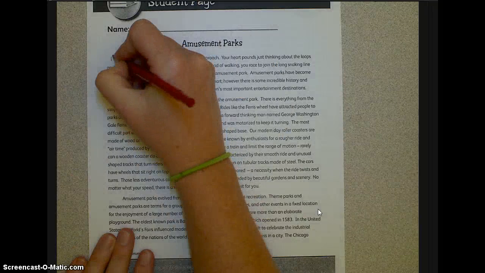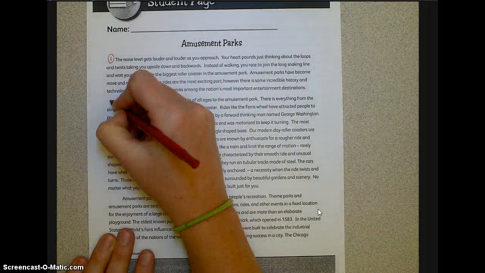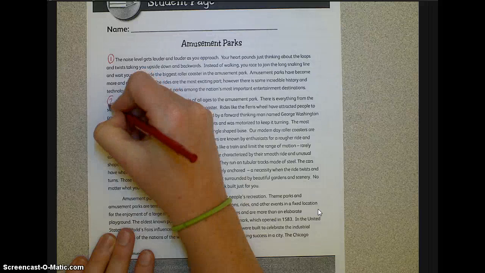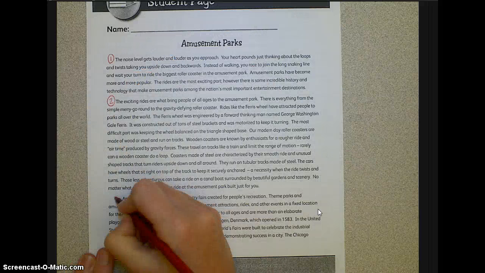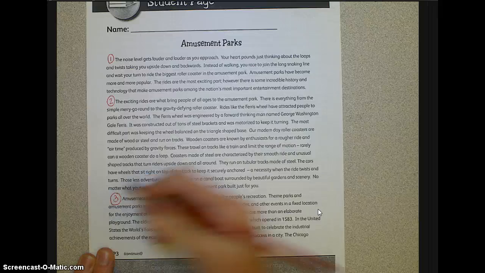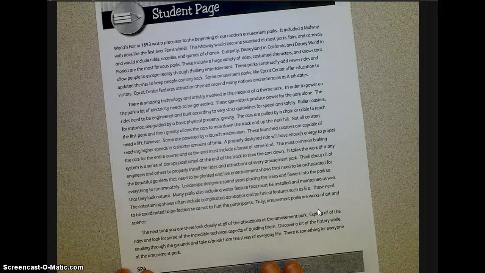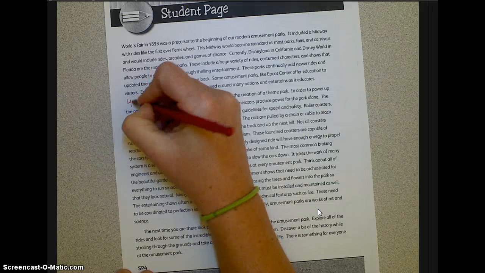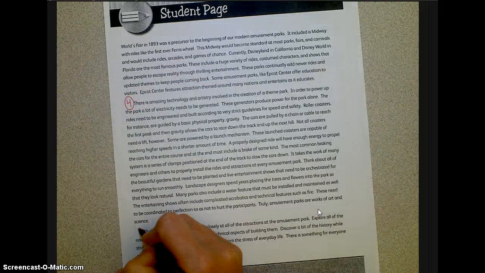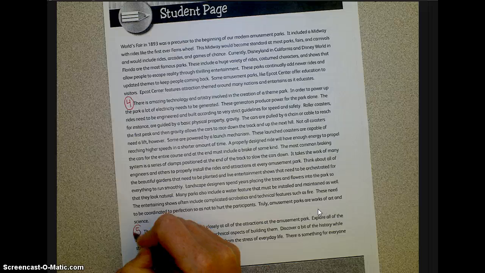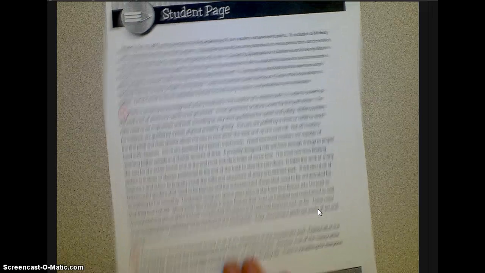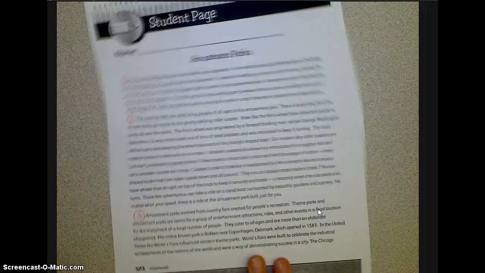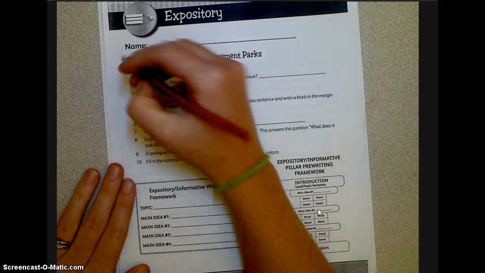So this is paragraph number 1, 2, 3. Now I'm going to flip it over. Here we have an indent, so it's paragraph 4 and paragraph 5. Okay, back to the front. So now let's go to our checklist and check off number 1.